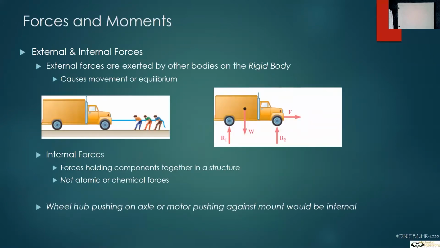So we want to first distinguish between external and internal forces. An external force is something that you apply to a rigid body. In this example, you have people trying to pull this truck. The forces on the truck include the reaction forces at the wheels, the pull of gravity due to the center of mass, and the forces being pulled by the people, which is equivalent to F.